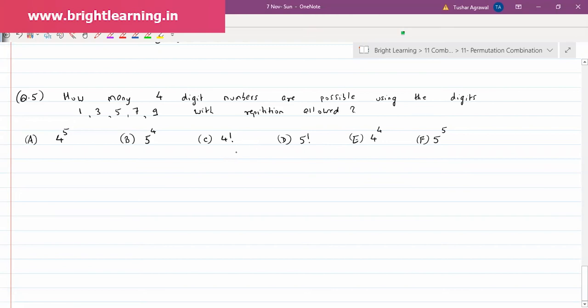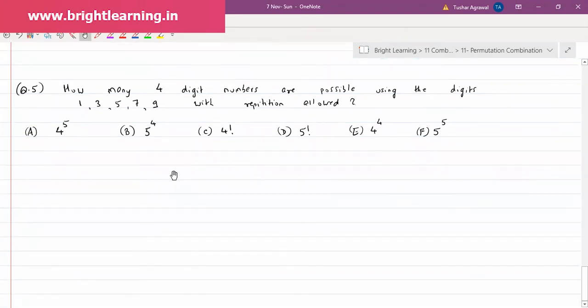Here, we have done this type of question. This question is well within your scope. The only thing is sometimes students commit a silly mistake here. 4-digit numbers are there and you have 5 places, 5 digits with you.